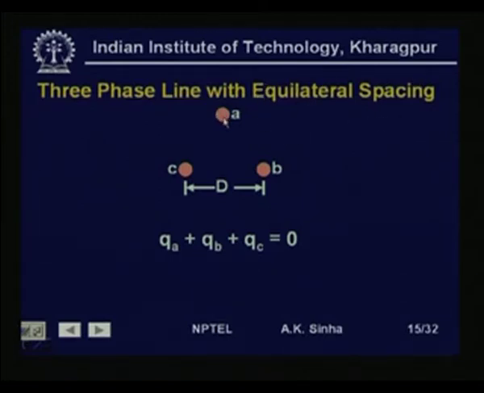So, here we have an equilateral spacing, conductors A, B and C, each with a distance D from each other. We also assume that this system consists of only 3 conductors. So, the sum of the total charges will be equal to 0, that is qA plus qB plus qC is equal to 0.